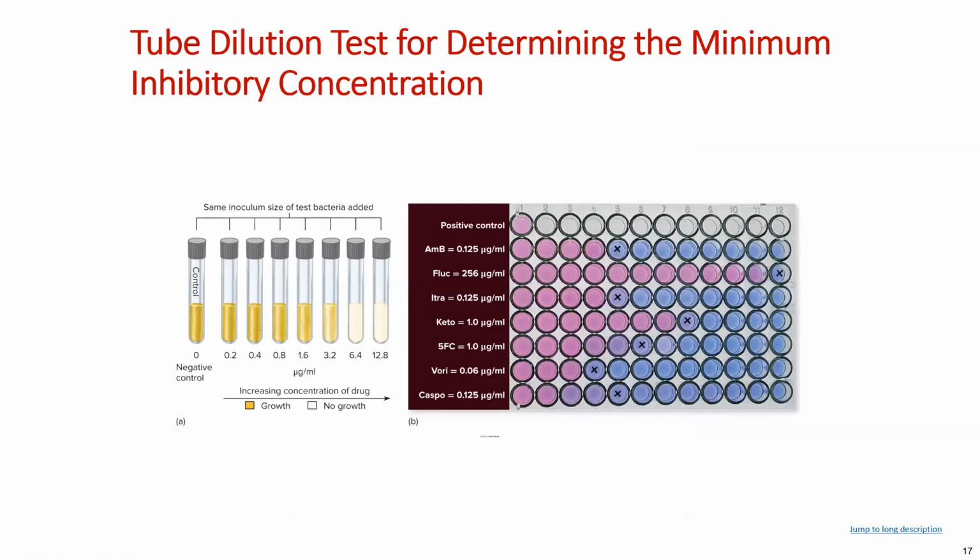The gold standard is this test. It's called the broth dilution test, and it determines the minimum inhibitory concentration. This panel is showing you two ways to do this test, two different protocols.